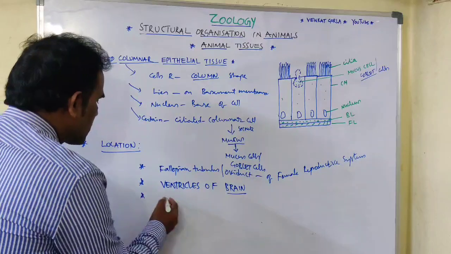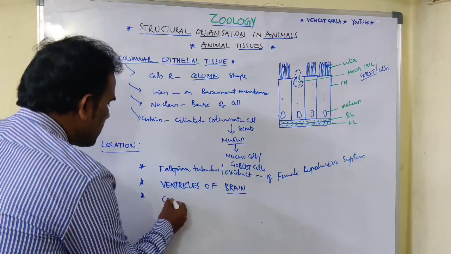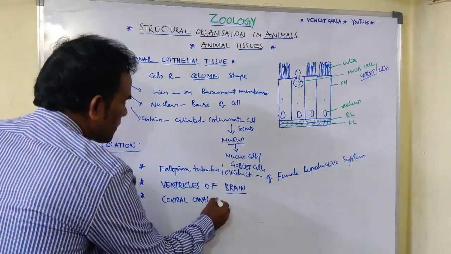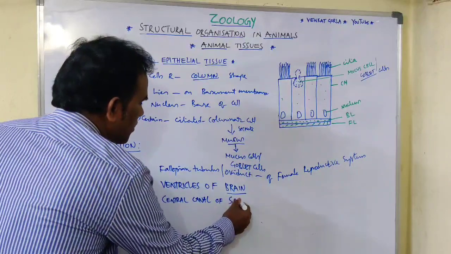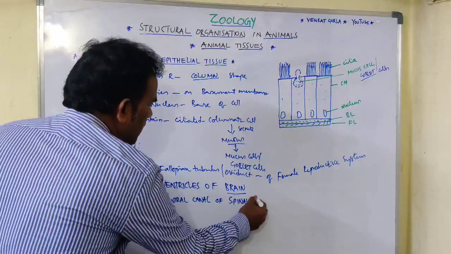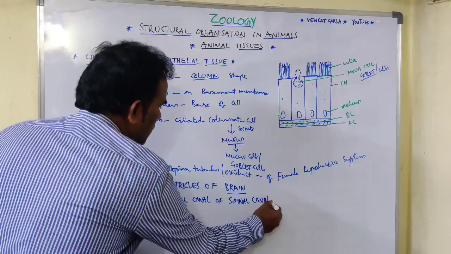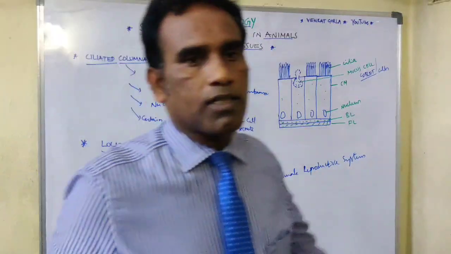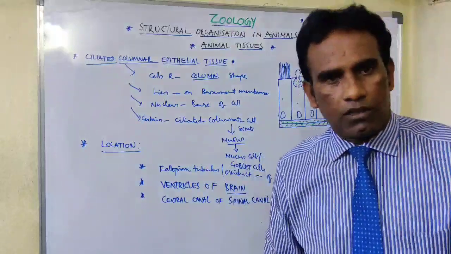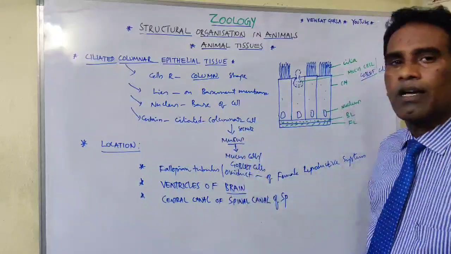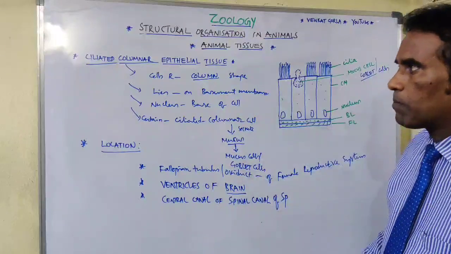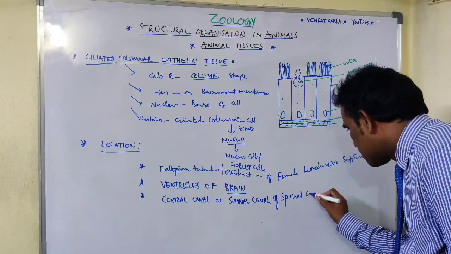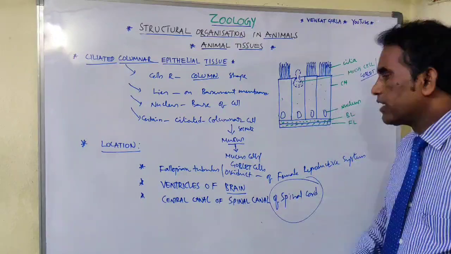And they are also present in the central canal of the spinal cord. Inside the spinal cord, in the middle, there is a canal called the spinal canal. In this canal, the columnar cells have hair-like projections. This is very important.